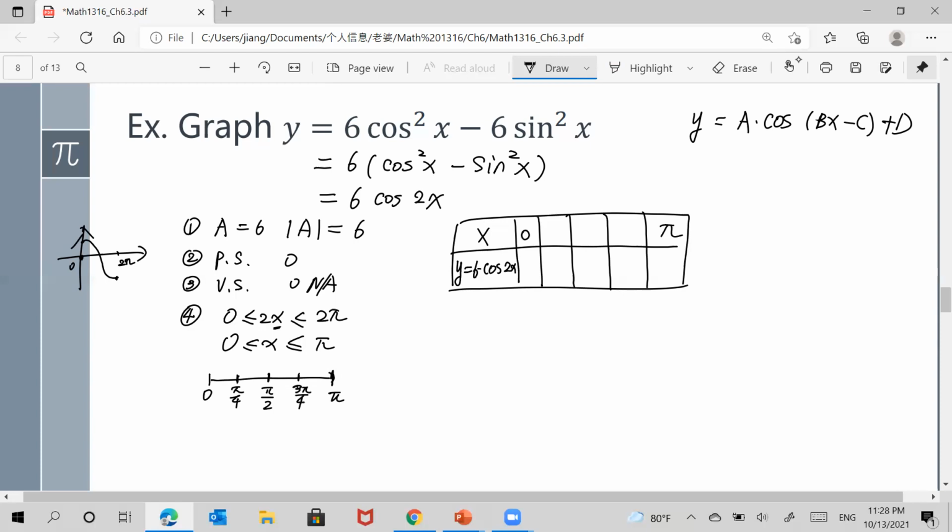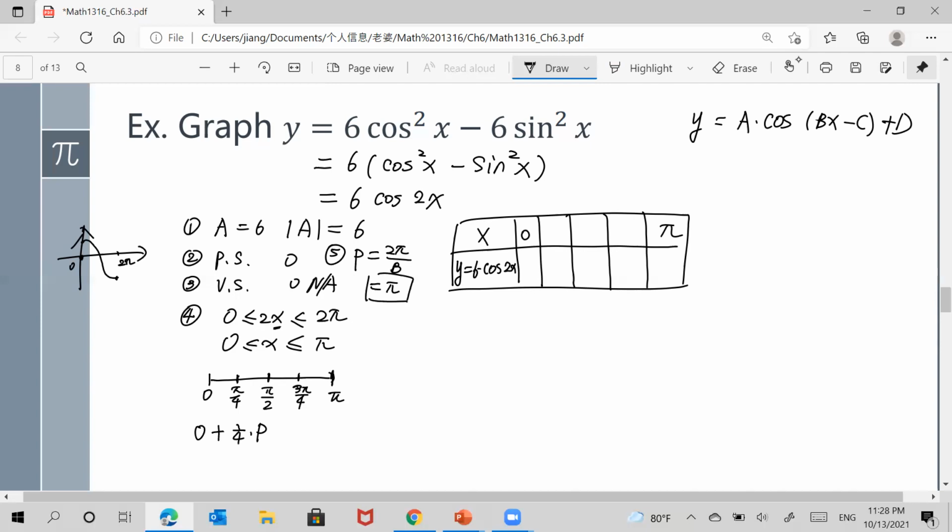If you don't know how to find these points, you just list a starting point. And then starting point 0 plus 1/4 times the period. Period, oh, I forgot the period here. So don't forget the period. So let's add a period. Period equals 2 pi over b. B is 2, that means pi.